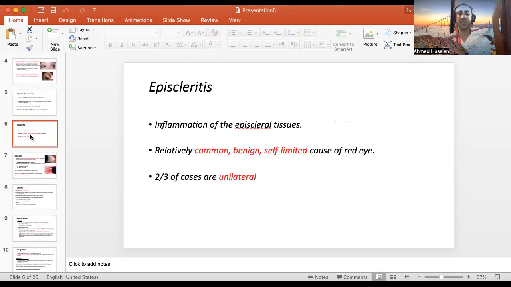So let's discuss episcleritis. Again, episcleritis is the inflammation of the outer layer of sclera, which is the episcleral tissue. It's much more common than scleritis, and it's benign and self-limiting, and it's usually unilateral. So it's very uncommon to see bilateral cases of episcleritis. Both of these conditions, episcleritis and scleritis, are much more common in women.